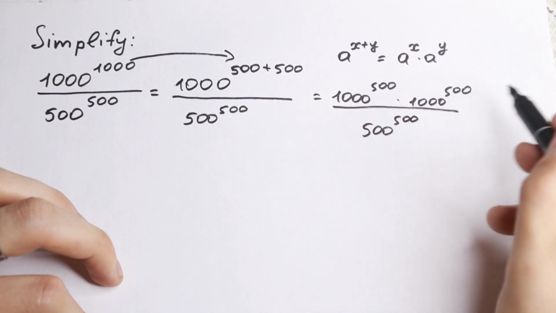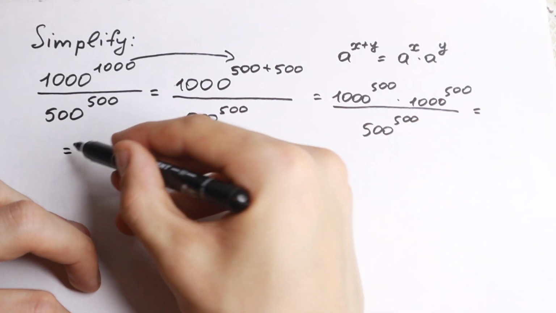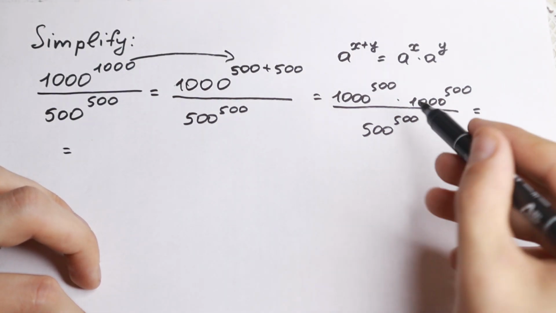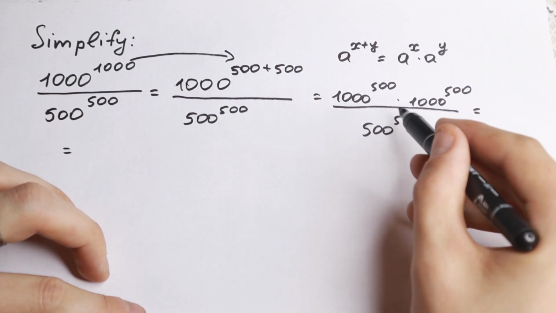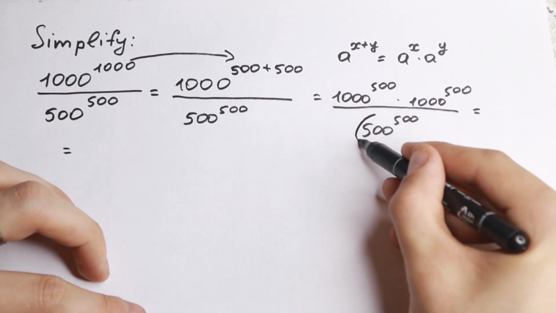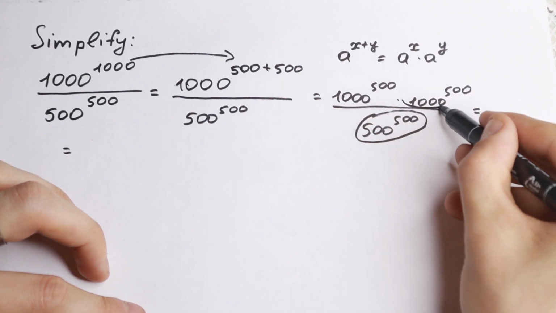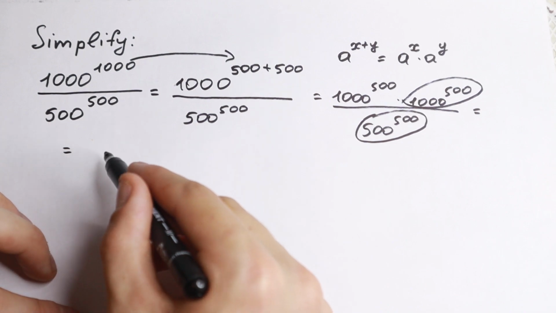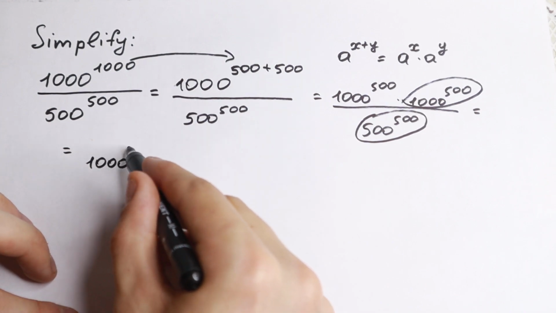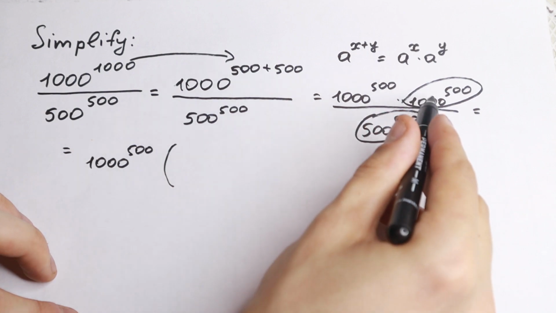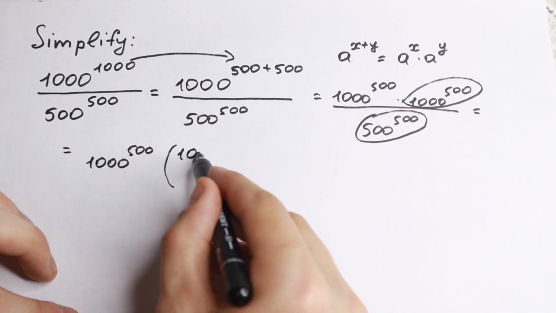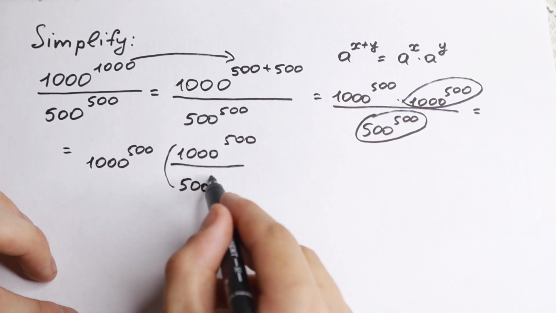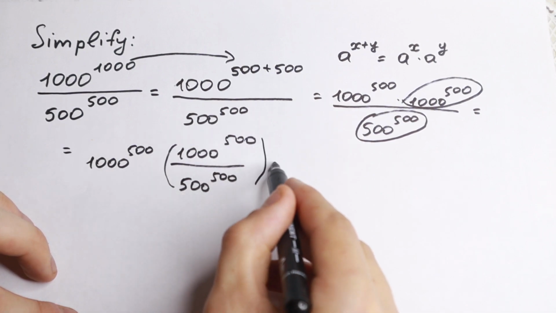And right now I want to show you a really good trick. Every time we have a product, we can easily group elements. Because we have multiplication and division, we can group them. Right here we have multiplication and division, so we can group this element with this element. Let's group it: we take this element in our parentheses. So we have 1000 to the power 500, and in parentheses we have the element that we grouped: 1000 to the power 500 over 500 to the power 500.